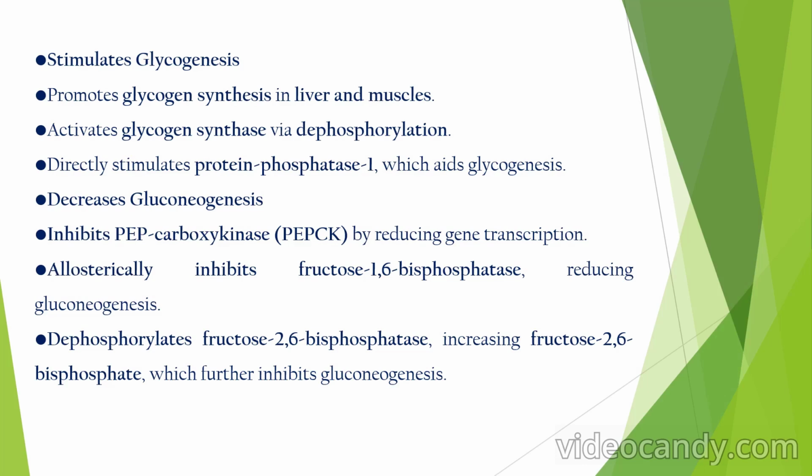Insulin reduces gluconeogenesis by repressing the synthesis of the key rate limiting enzyme phosphoenolpyruvate carboxykinase by decreasing the transcription rate of the gene, and it also allosterically inhibits fructose 1,6 bisphosphatase, another key enzyme for gluconeogenesis. Insulin dephosphorylates fructose 2,6 bisphosphatase so that it is converted to inactive form, which increases the concentration of fructose 2,6 bisphosphate in the cell, which in turn allosterically inhibits fructose 1,6 bisphosphatase.